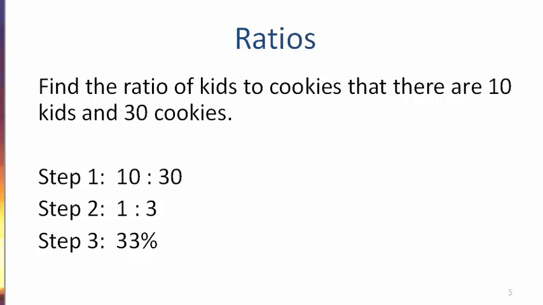So let's do a quick calculation of ratios. We want to find the ratio of kids to cookies at some birthday party where there are 10 kids and there are 30 cookies. The first thing we do is write 10 kids to 30 cookies as a ratio. That's step one. Step two is to reduce it to lowest terms. I can think of this ratio as 10 over 30. If I reduce that to lowest terms, I'd have 1 to 3. And so here we have it reduced.